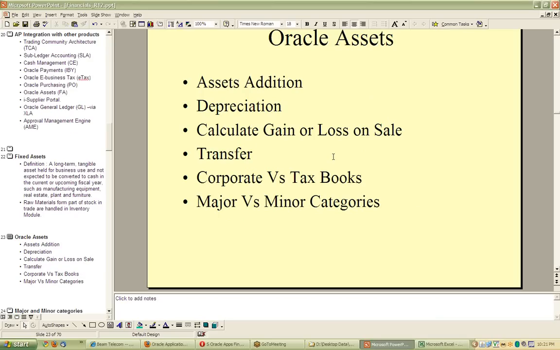Then we have two books, one is the corporate book and one is the tax book, because the rates of depreciation are different. Right, the rates of depreciation for the corporate book differ from the tax laws. So we have two different books. Then we have a major versus minor category. You are aware of this, what this category is, major and minor category?